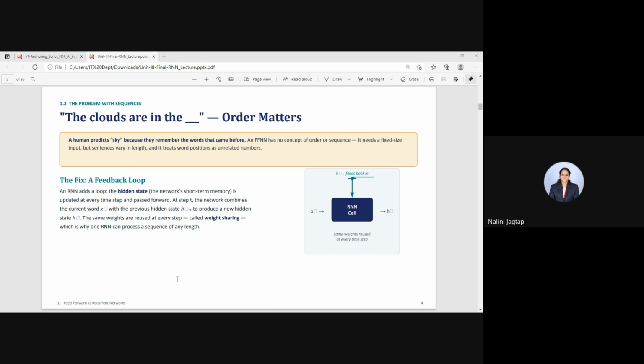Right? So, a simple example I would like to give for this: imagine reading the sentence, "I grew up in France and I speak fluent French," word by word. Now, as you read each word, you are not starting from a blank memory. You are carrying forward your understanding of the sentence so far. So by the time you reach "fluent," your mental hidden state already contains the fact that the sentence is about France, which is what lets you correctly predict that the next word is French and not Spanish.